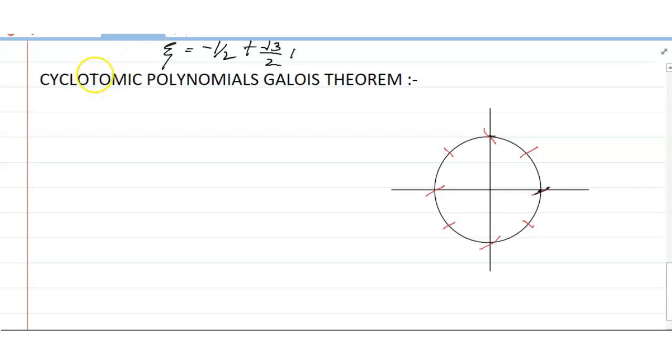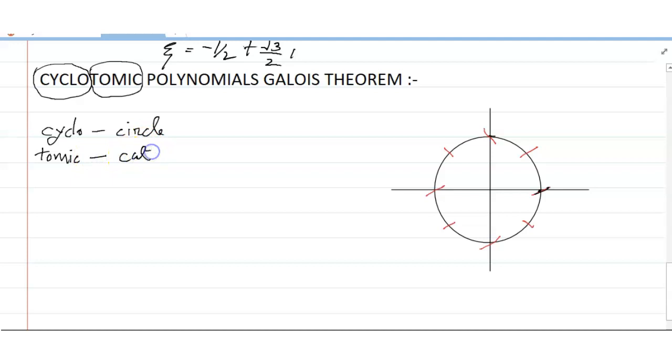So friends, our next discussion is cyclotomic polynomial. Cyclotomic: cyclo and tomic. So friends, what is the meaning of cyclo? Cyclo means circle and tomic means cut. Tomic means cut. So you can see this is a circle, and it is cut into 8 parts. You see this is the number 1, 2, 3, 4, 5, 6, 7, 8.